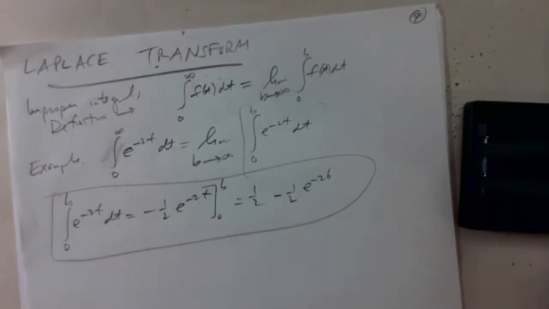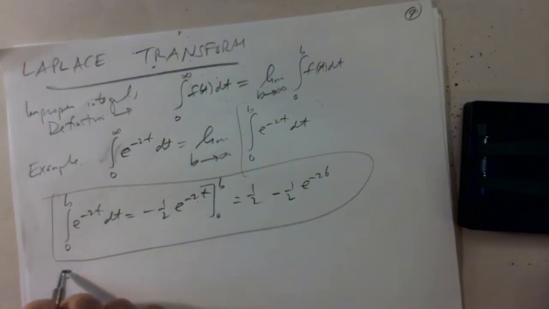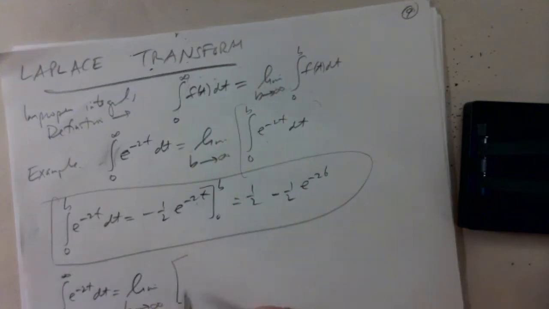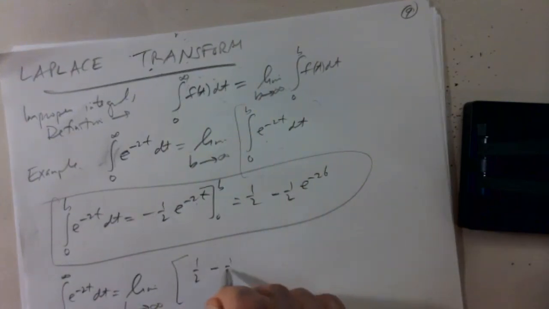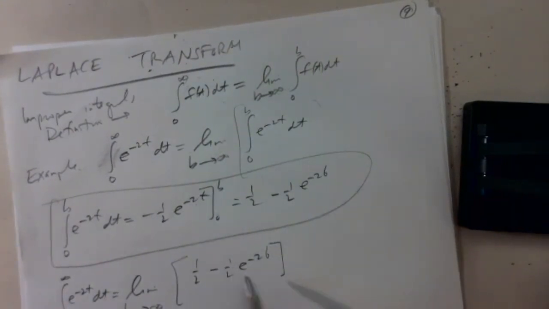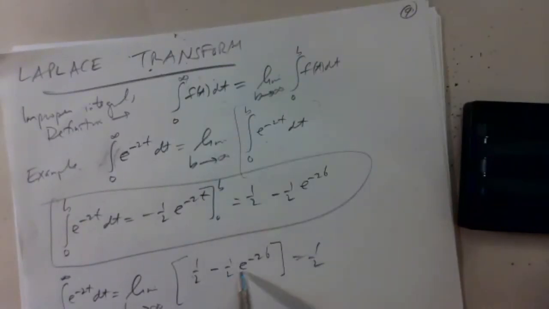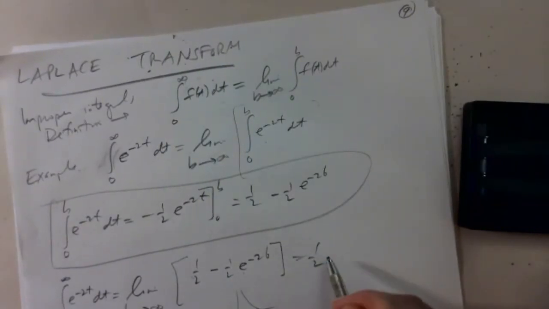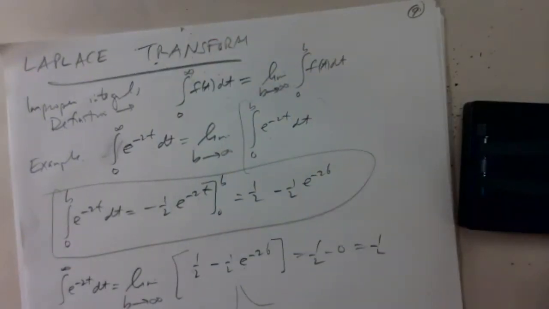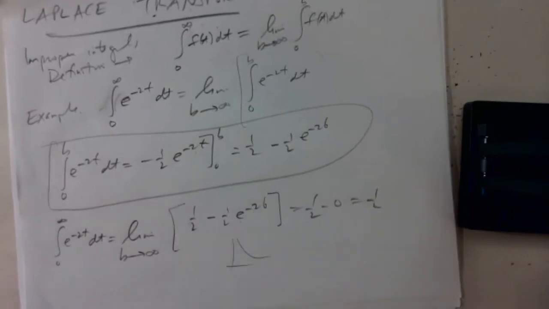So the integral from 0 to infinity of e to the minus 2t dt is equal to the limit as b goes to infinity of this integral, which is a half minus 1/2 e to the minus 2b. As b goes to infinity, this is just a half, and this is just decaying to 0. So the answer is a half. This improper integral equals a half.